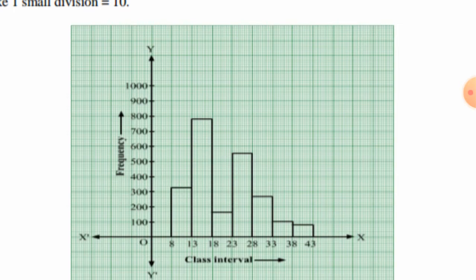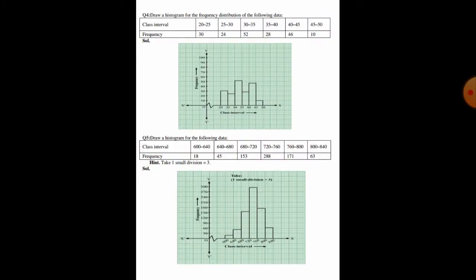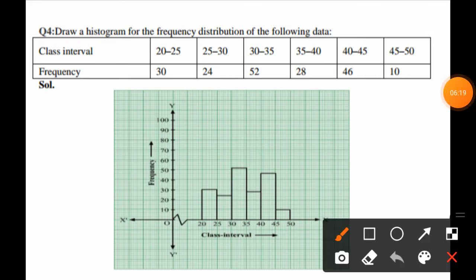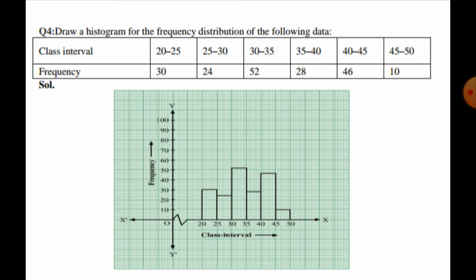Now similarly see the next question, question number 4. Draw the histogram for the frequency distribution of the following data. Here we have been given class interval and frequency. In this question, when we draw the histogram, we have to show this gap, and this gap is known as a kink. Why are we using this gap? Because we have to represent a particular gap from 0 to 20. So 0 to 20 will be shown by this kink.